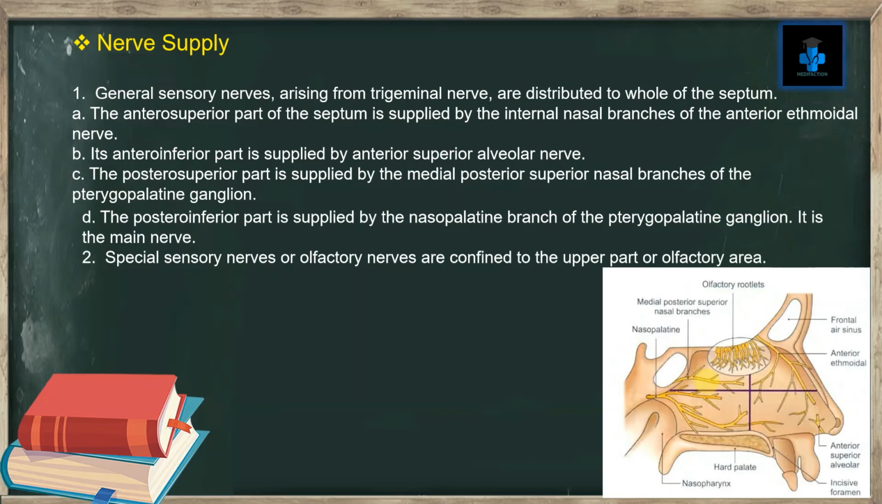Now all we have left is the posterior inferior part, which is supplied by the nasopalatine branch of the pterygopalatine ganglion. It is the main nerve. So this is the nasopalatine, which is a branch of pterygopalatine ganglion. Special sensory nerves or olfactory nerves are confined to the upper part or olfactory area. These are olfactory rootlets.